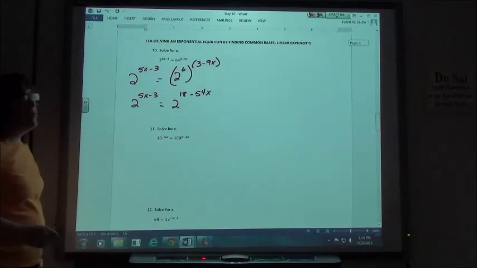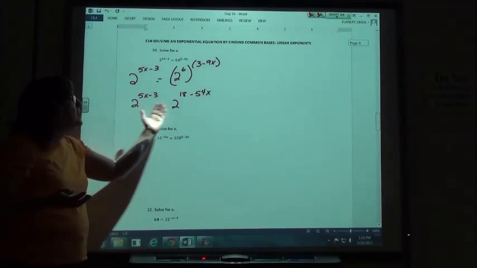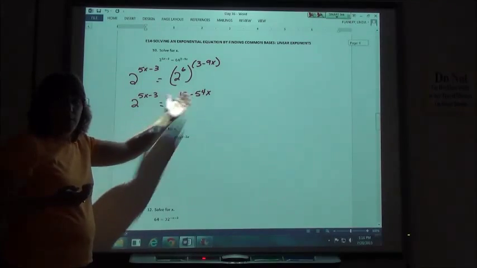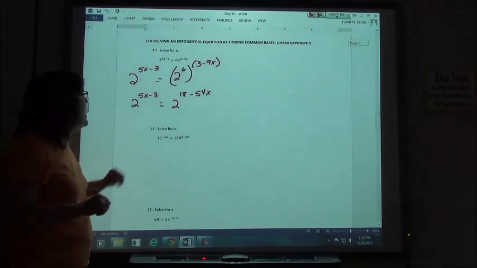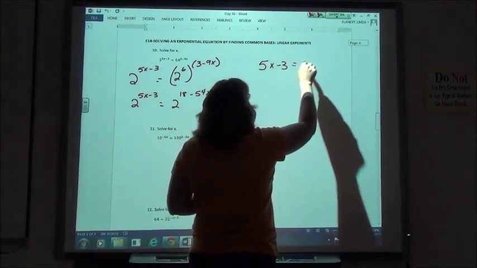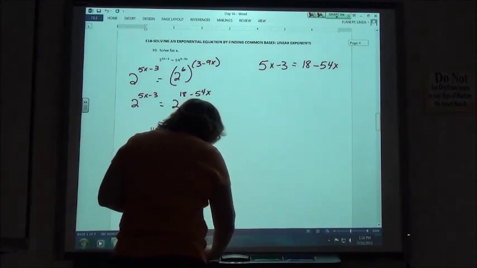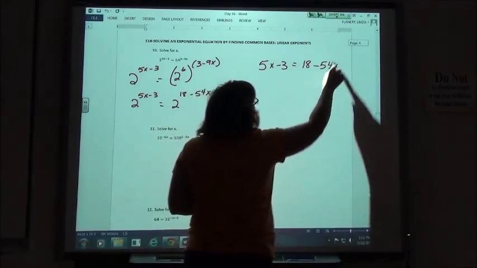Now that my bases are the same, I can basically ignore them. If my bases are the same, my exponents also have to be the same in order for them to be equal. So 5x minus 3 would have to equal 18 minus 54x. And then I just go ahead and solve that like I solve the rest of my equations.